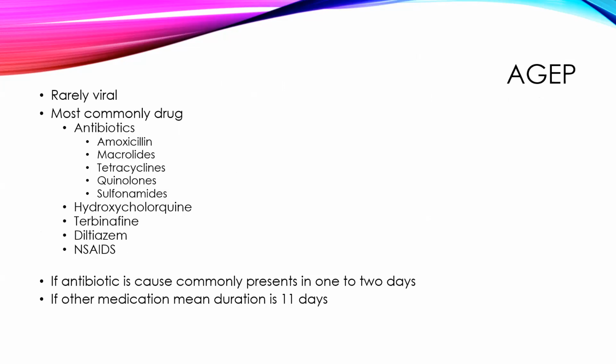So AGEP can very rarely be caused by a virus, but most commonly it's caused by a medication, with antibiotics being a very common cause of this. And that includes amoxicillin, macrolides, tetracyclines, quinolones, and sulfonamides. You can also see it to hydroxychloroquine, terbinafine, diltiazem, and NSAIDs. And if an antibiotic is the cause, it's usually going to present really fast. If another medication is, it may take up to 2 weeks.